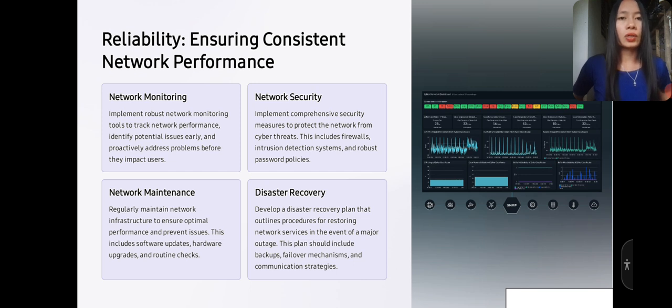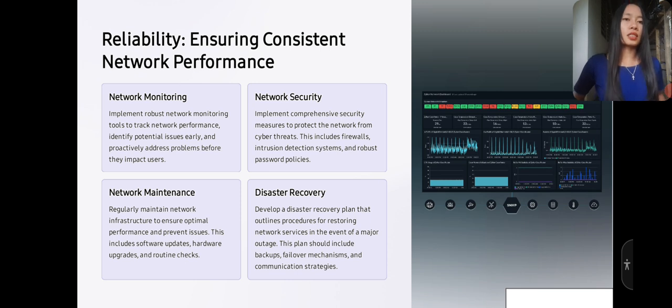And the next is network maintenance. Regularly maintain network infrastructure to ensure optimal performance and prevent issues. This includes software updates, hardware upgrades, and routine checks.